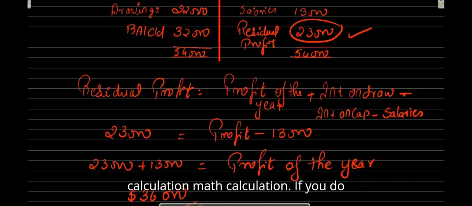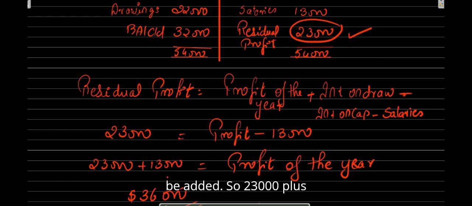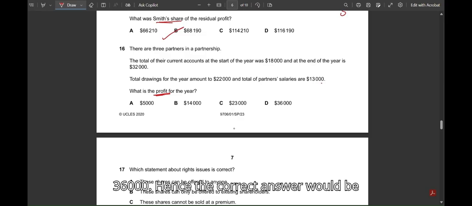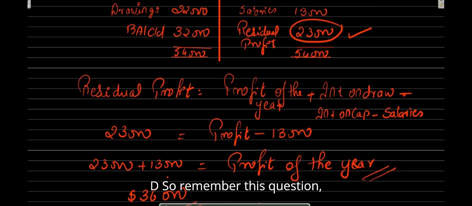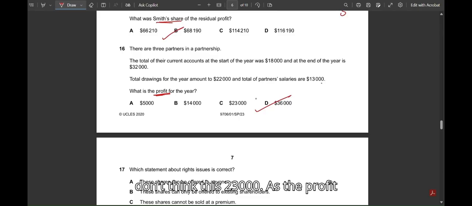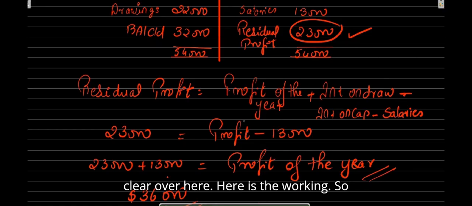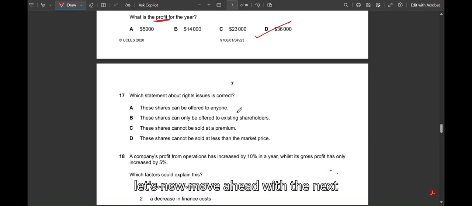So just do the simple math calculation. This 13,000 will go to the other side of the equal to, which will be added. So 23,000 plus 13,000 will give you the profit of the year, and the profit of the year would be 36,000. Hence the correct answer would be D. So remember this question. Don't think this 23,000 is the profit of the year, which is there in the question. Purposely they will give you, but don't get deceived by this. I hope this question number 16 is clear. Here is the working. So let's now move ahead with the next question.